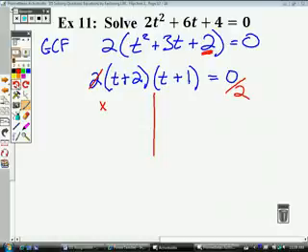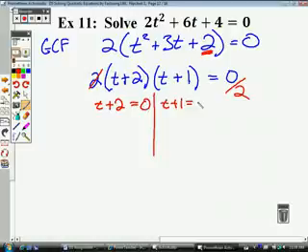Alright, so you divide your answer, x. Did I say x? Sure did. Me and this bird always laughing at students writing x and it's another letter. So it's t plus 2 equals 0 and t plus 1 equals 0. So the final answer is going to be t equals negative 2 and t equals negative 1.